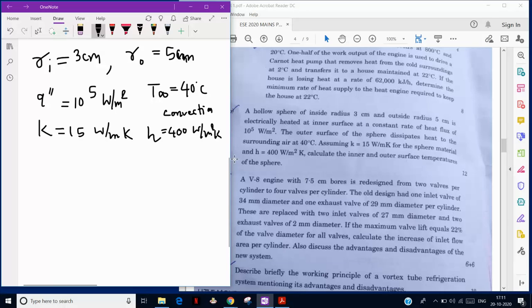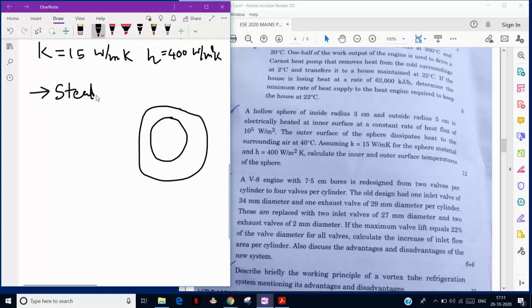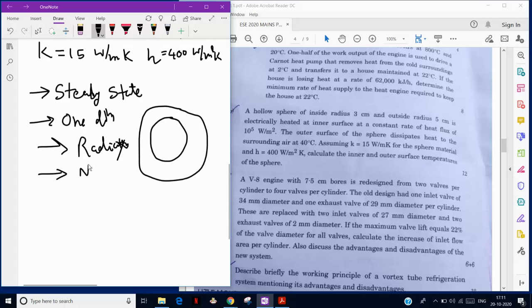Now first of all, there are some assumptions that we have to take into consideration. Here is a hollow sphere like this, and one assumption is steady state. We have to write this in the exam. Steady state we have taken, second one dimensional heat transfer, third radiation is neglected, and fourth there is no internal heat generation.